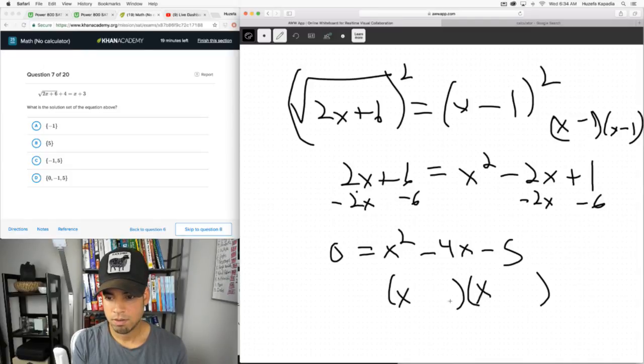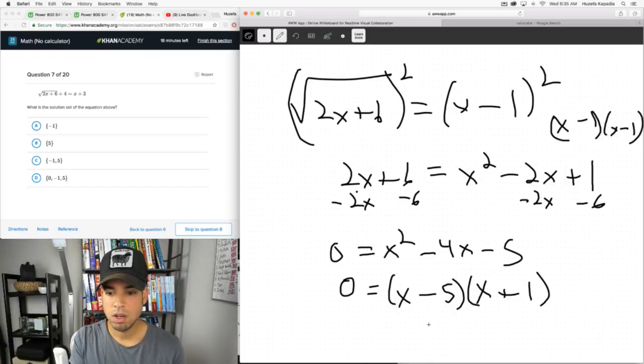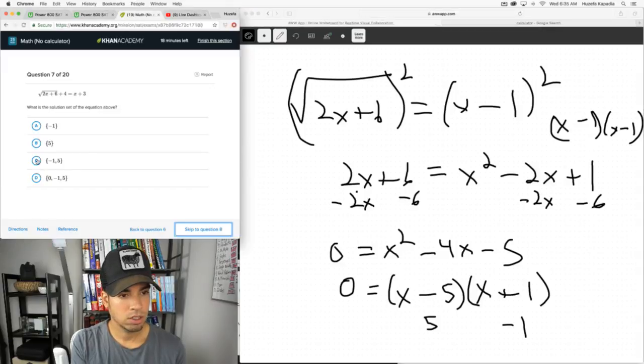What multiplies to negative 5 and adds to negative 4? Negative 5 and 1 add to negative 4, multiply to negative 5. So that means our solutions are anything that makes each one of these terms go to 0. So this is 5 and negative 1, which is this right here.